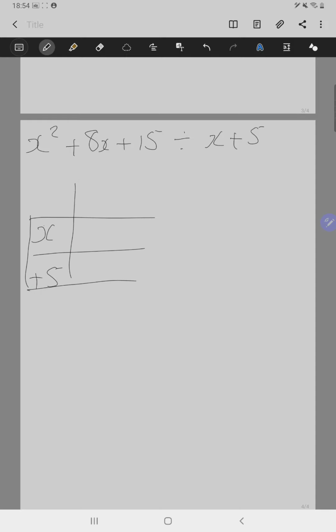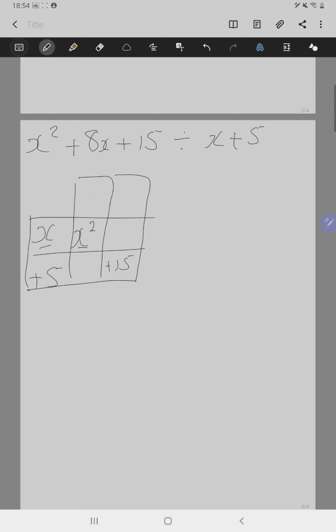And we'll try one more. x squared plus 8x plus 15 divided by x plus 5. So on our left-hand side, we have x and we have plus 5. Our main equation has 3 terms in it, so we are going to have 2 vertical columns. Top left box has the highest power of x, which in this case is x squared, and the bottom right box has the number by itself, which is plus 15.